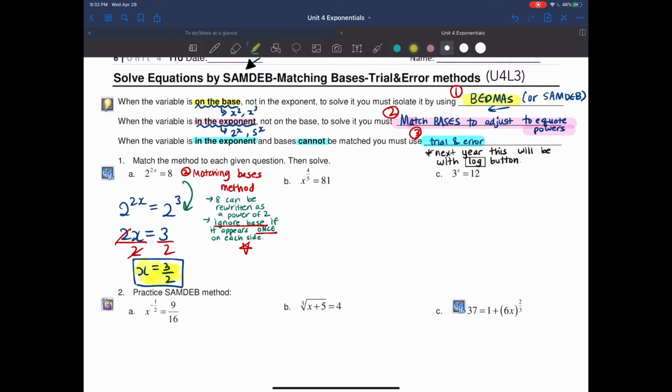You could do a check on your calculator, but basically what you would be doing is that 3 over 2 times 2 is 3, and 2 to the 3 is equal to 8.